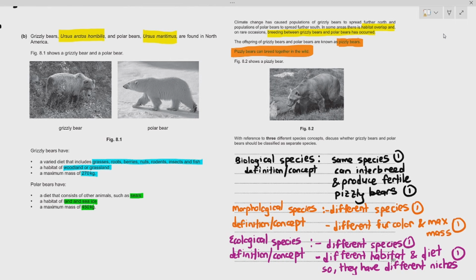What does it mean by occupy different niches? The grizzly bears eat different types of food, and the polar bears eat different types of food as well. So based on the biological species definition or concept, they are the same species in fact, but based on the morphological species concept or definition, they are different species, and also based on the ecological species concept or definition, they are different species.